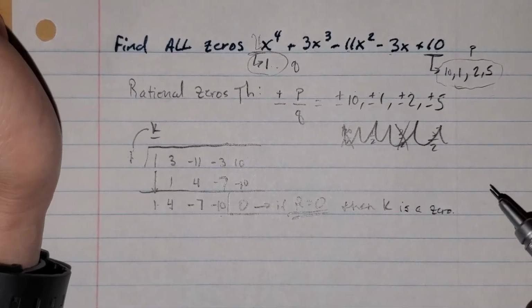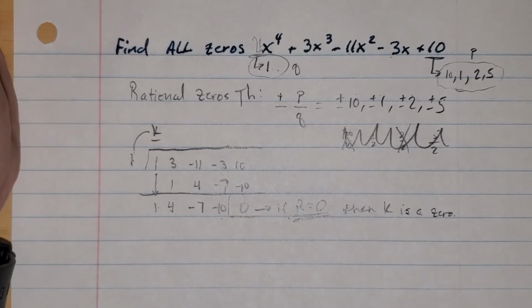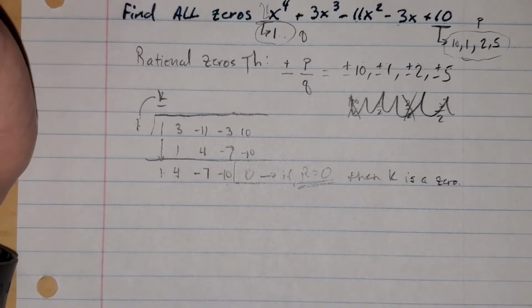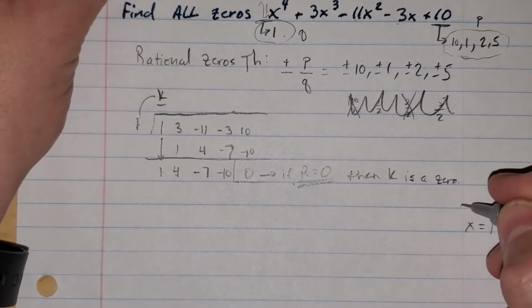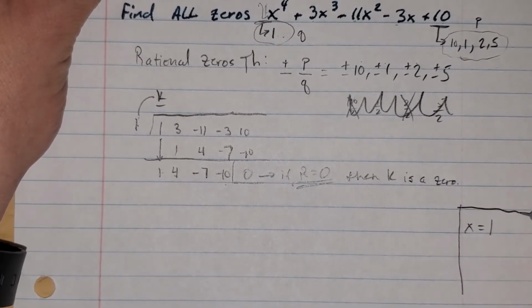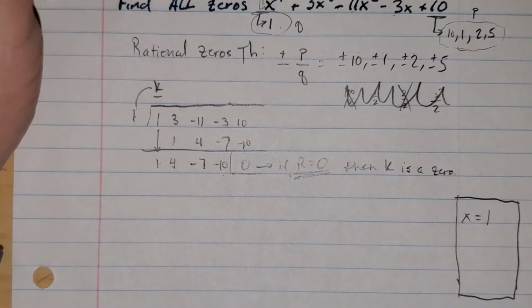So what does that mean? Well, they asked me to find all zeros. So over to the side somewhere, I'm just going to write x equals 1, and I'm going to go ahead and box my answer. That's my first answer, x equals 1.